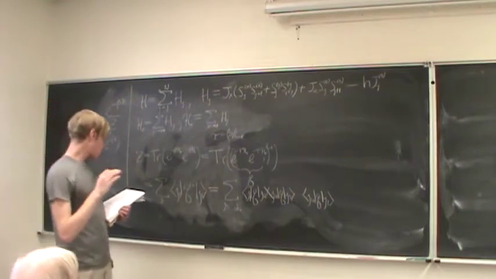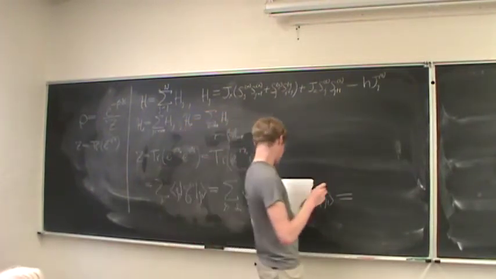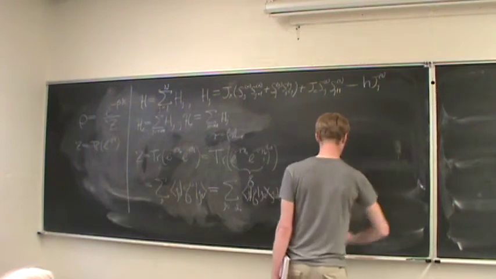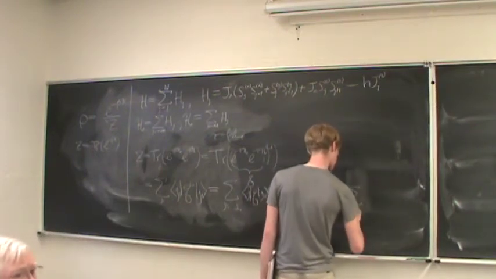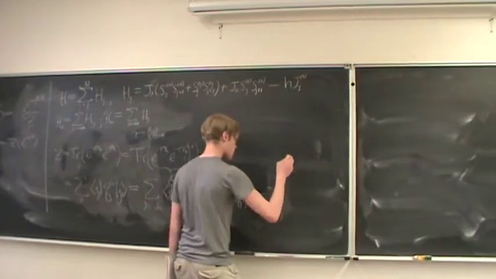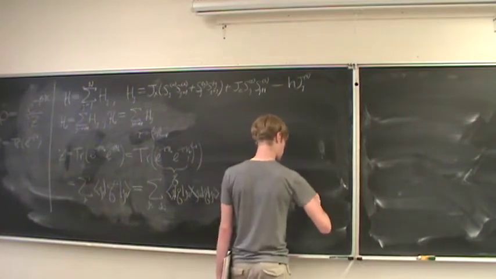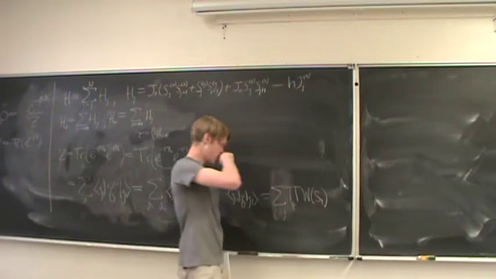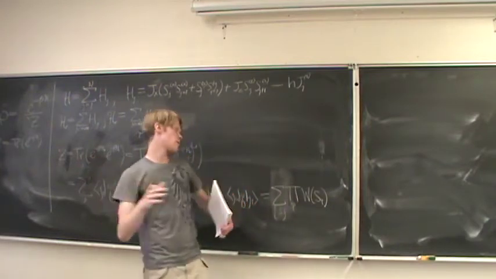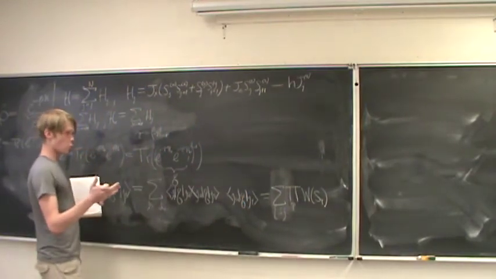So what we can do from here is, I'll write it down and then I'll explain it. So this ends up being equal to the sum over all possible configurations of spin chains. I'm just going to call that S for now. Alright, so this is the sum over all possible configurations of spins over the product of all the plaquettes of those spins. And what does that mean, right?